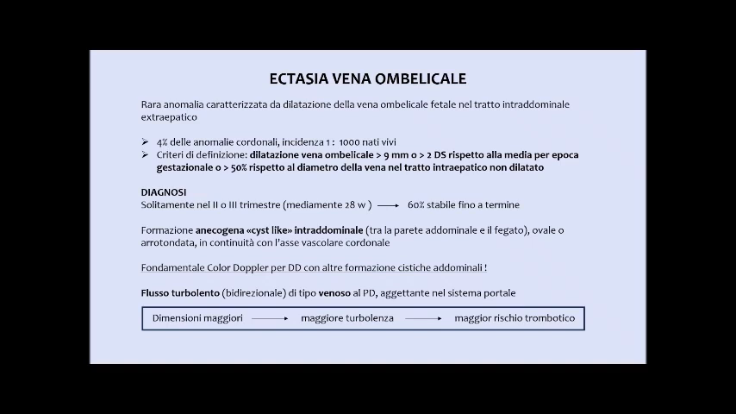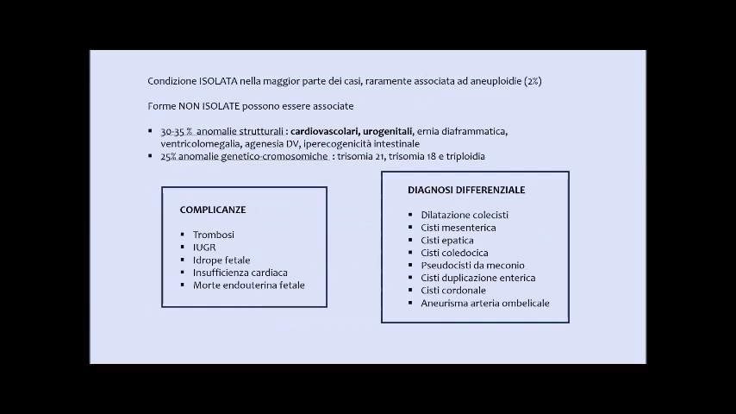The development of turbulence is often also related to the size of the ectasia. In fact, the larger the diameter of the umbilical vein, the greater the risk of developing turbulence and the higher the risk of thrombotic events. Umbilical vein ectasia is usually isolated and rarely linked to aneuploidies, in only 2% of cases.